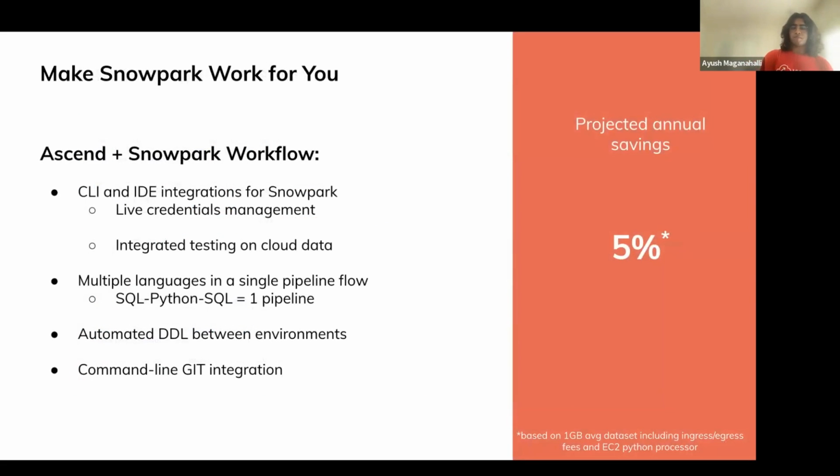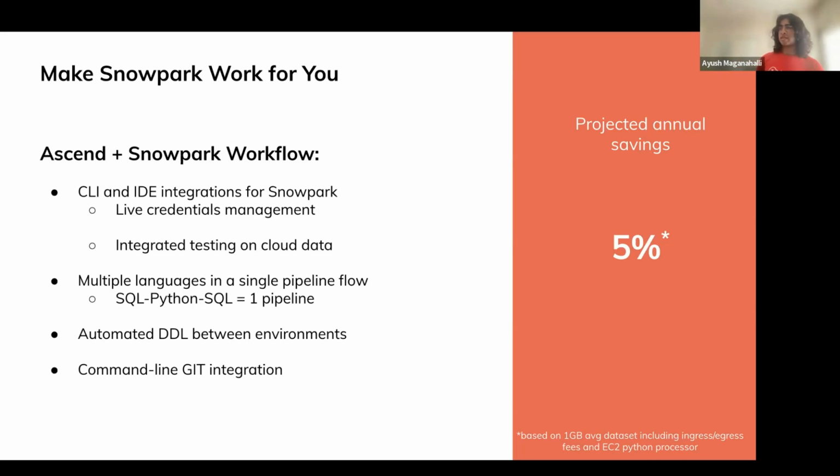So then what exactly are we talking about at the end of it? When we talk about Snowpark and having it work for you, when you bring it all into your workflow, what does that materially look like within your Ascend environment? You have CLI and IDE integrations, live credential management, integrated testing on cloud data. All these things are already there. You don't have to worry about that. We talked about it before as a problem. Now we're presenting the exact solution that you're going to get.